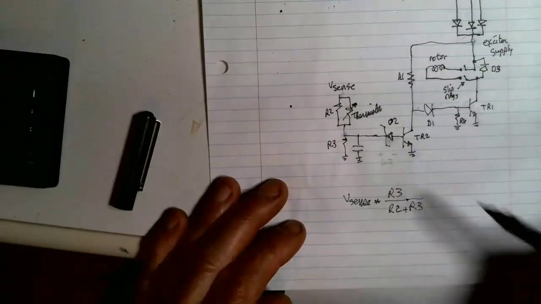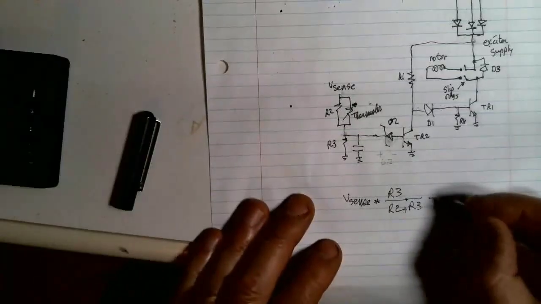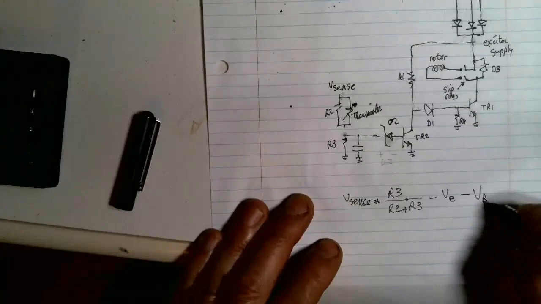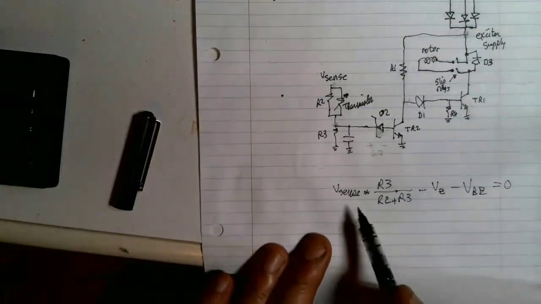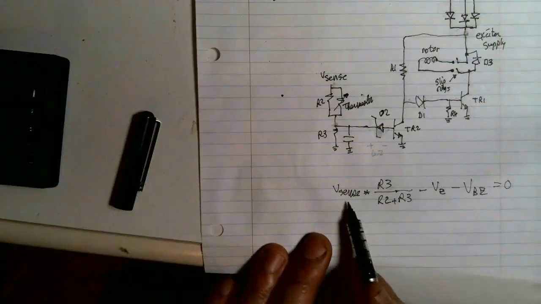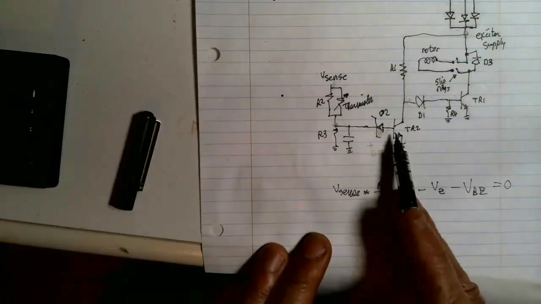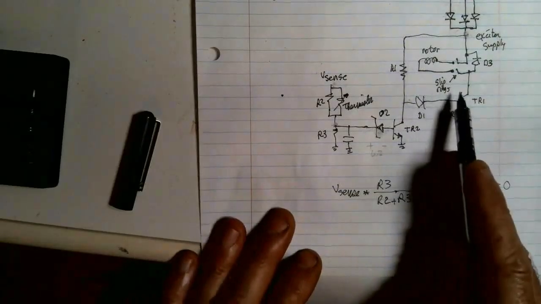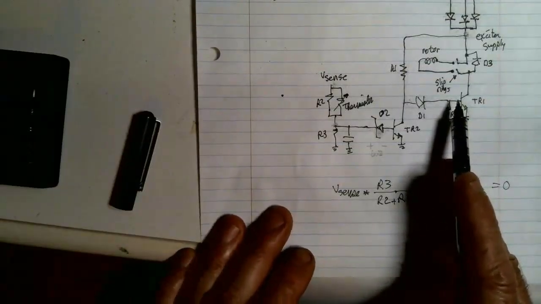So that's a voltage divider. This voltage divider here. So V sense, this voltage, times this voltage divide ratio, minus VZ, which is 6.2, minus VBE equals 0. At that point, at this V sense, the alternator will turn on TR2. And when TR2 turns on, we start to cut off TR1. We start to steal base current from TR1, throttle it back, so to speak.